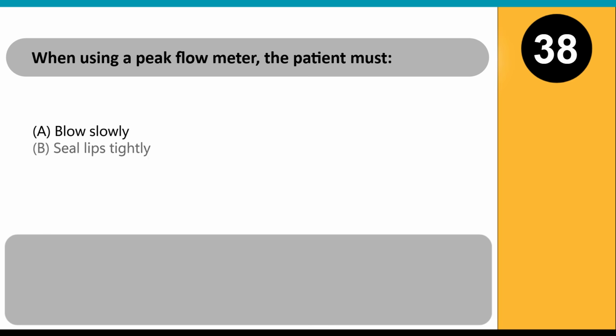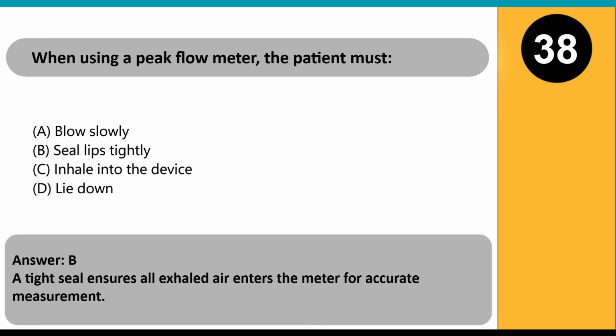When using a peak flow meter, the patient must: A. Blow slowly. B. Seal lips tightly. C. Inhale into the device. D. Lie down. Answer: B. A tight seal ensures all exhaled air enters the meter for accurate measurement.